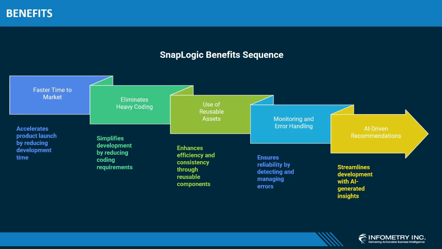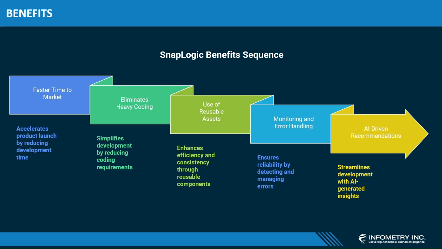This slide highlights the overall benefits of using SnapLogic and how each benefit builds on the previous one to accelerate integration and development. First, faster time to market. The first major benefit is faster time to market. SnapLogic helps teams accelerate product launches by reducing the overall development time. Because the platform is visual and low-code, we can build and deploy integrations much faster than traditional coding approaches.